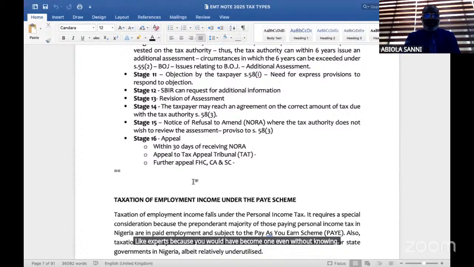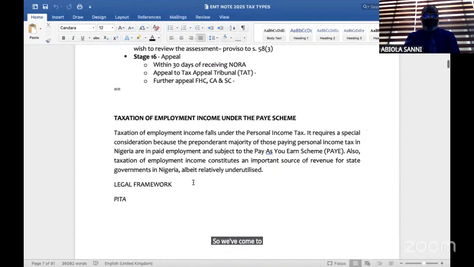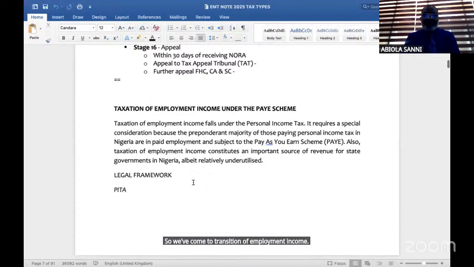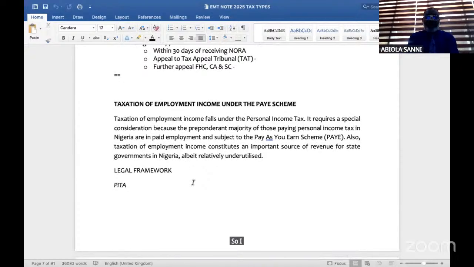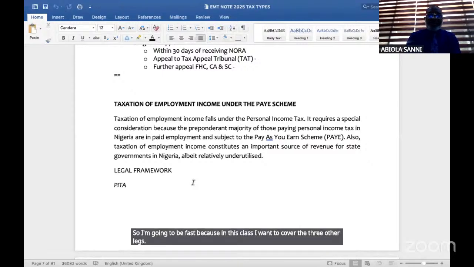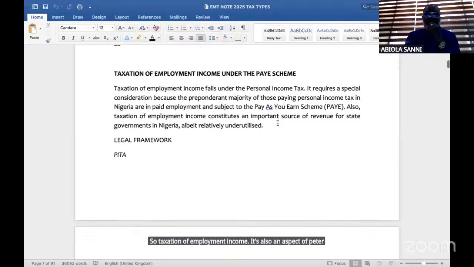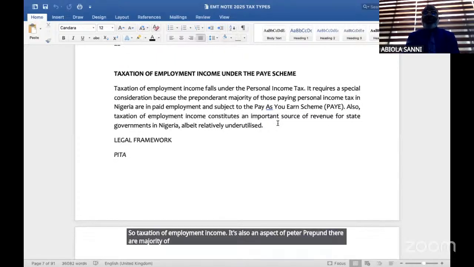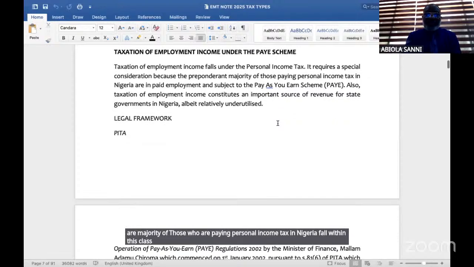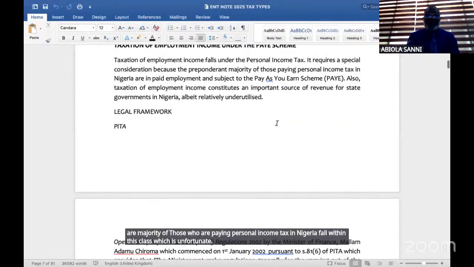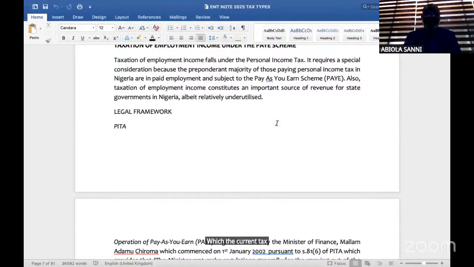So we come to taxation of employment income. I'm going to be fast because in this class, I want to cover the three other legs. Taxation of employment income is also an aspect of PETA. The preponderant majority of those who are paying personal income tax in Nigeria fall within this class, which is unfortunate, and which the current tax reform is also trying to address.